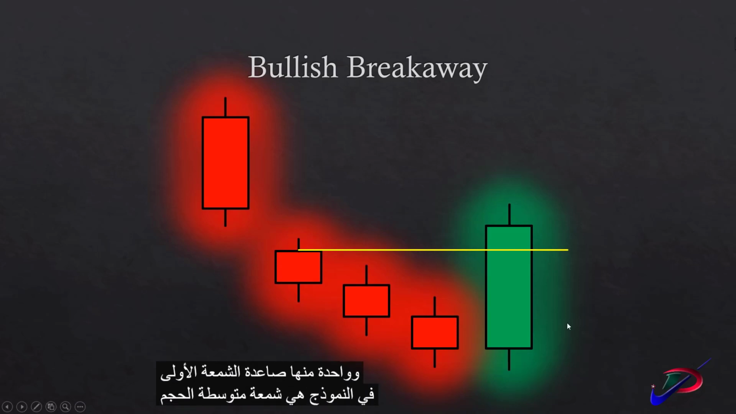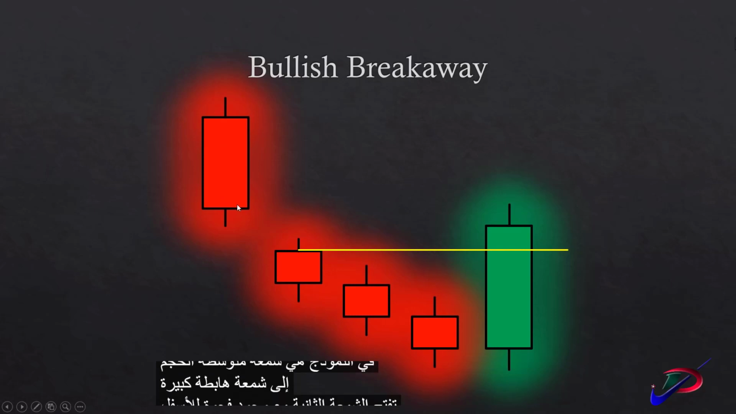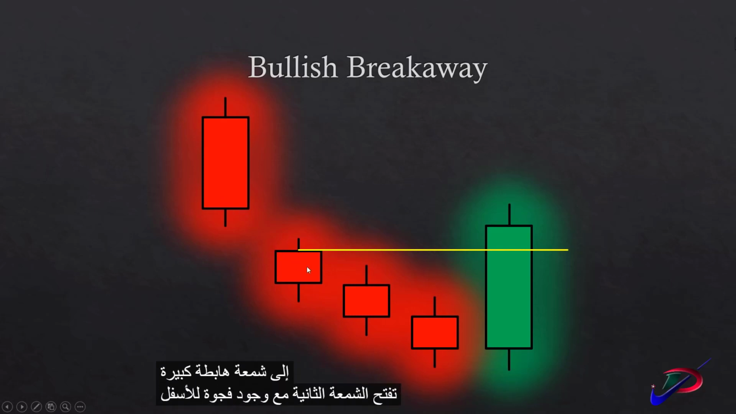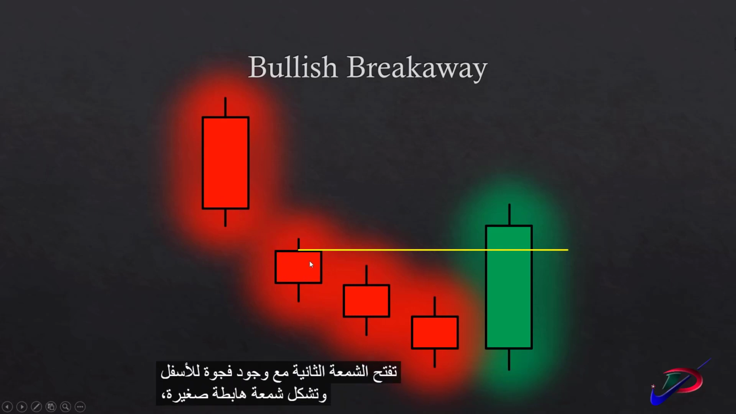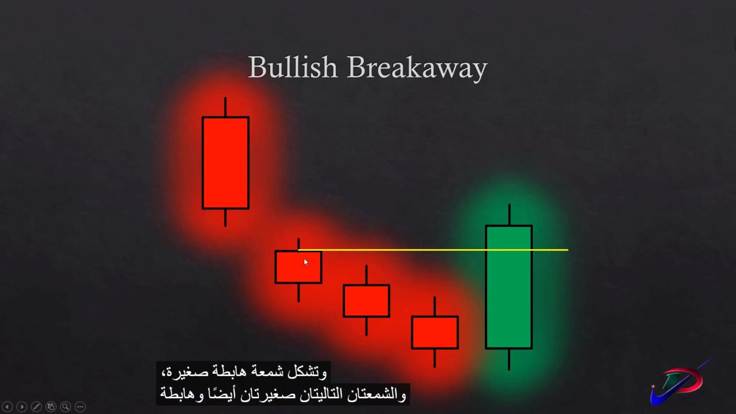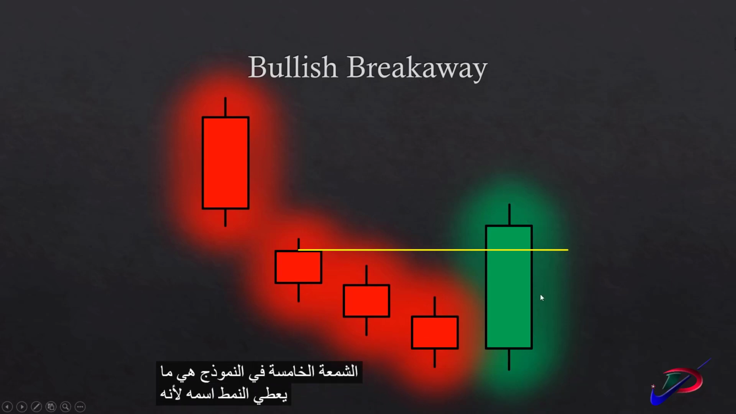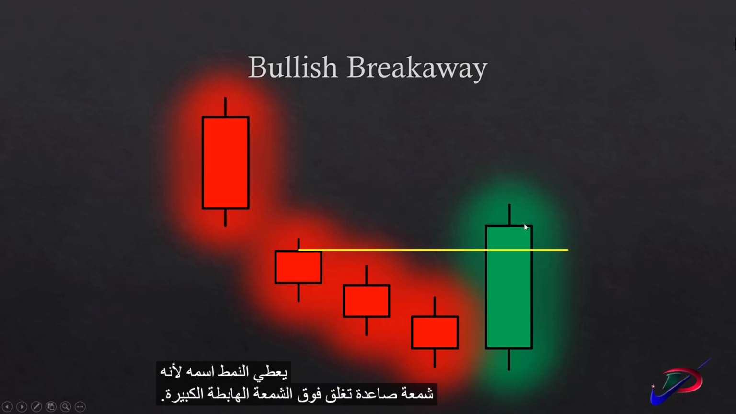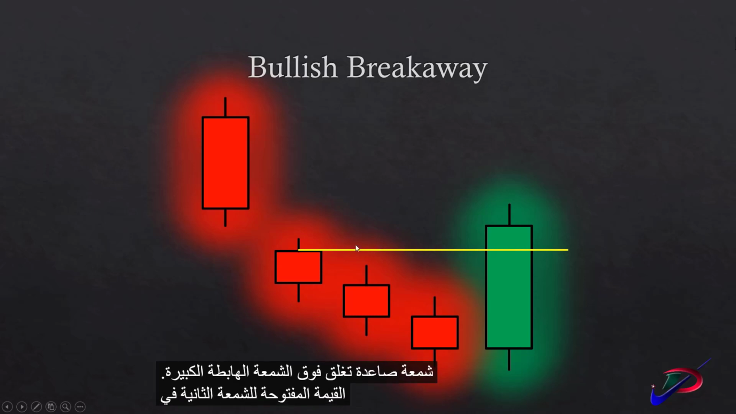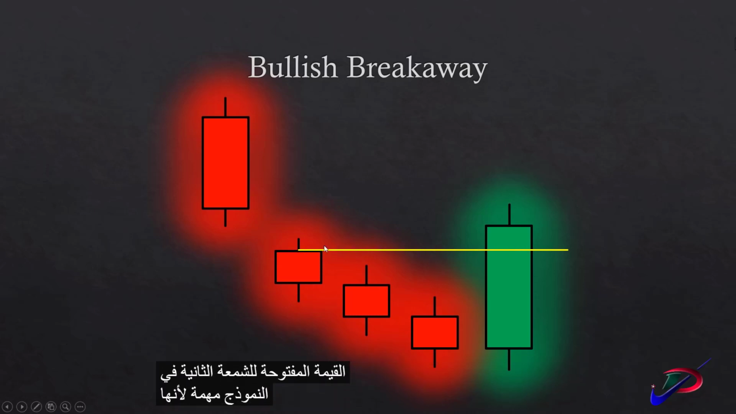The first candle in the pattern is a medium-sized to large bearish candle. The second candle opens up with a gap down and forms a small bearish candle. The next 2 candles are also small and bearish. The fifth candle in the pattern is what gives the pattern its name because it's a bullish candle that closes above the open value of the second candle in the pattern. That's important because it violates the gap created by the sellers along with the previous 3 candles.